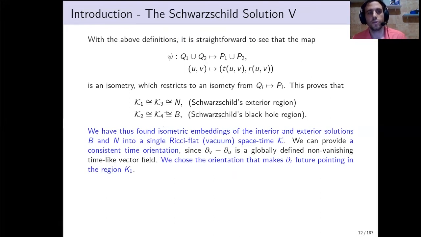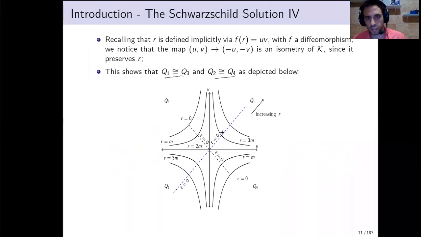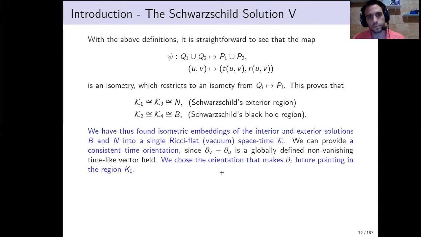And then, using all these definitions, what is now interesting for us is that a straightforward computation that can be left as an exercise shows that this map from the union of the first and second quadrant onto the two half planes where the Schwarzschild solution was defined is an isometry which restricts to isometries from Qi to Pi. Okay, and so what this shows actually is that going back to this picture, this quadrant is isometric to this, and both are isometric to the exterior Schwarzschild solution. And this quadrant is isometric to this one, and they are isometric to the interior black hole Schwarzschild solution. Okay, this is what we are saying precisely here.